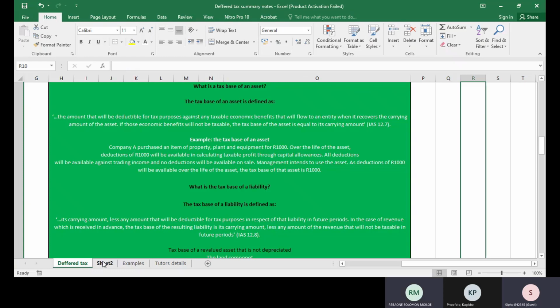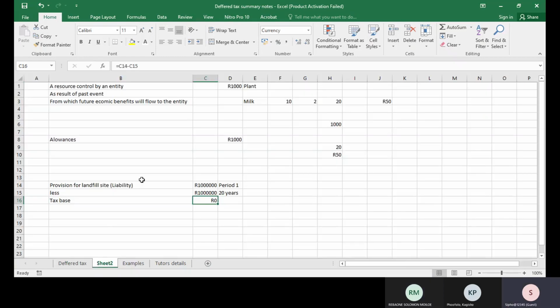Can I ask a question? Yes, definitely. Just with this right now. So we're saying in the next 20 years, meaning that in the current year, we don't deduct anything, right?